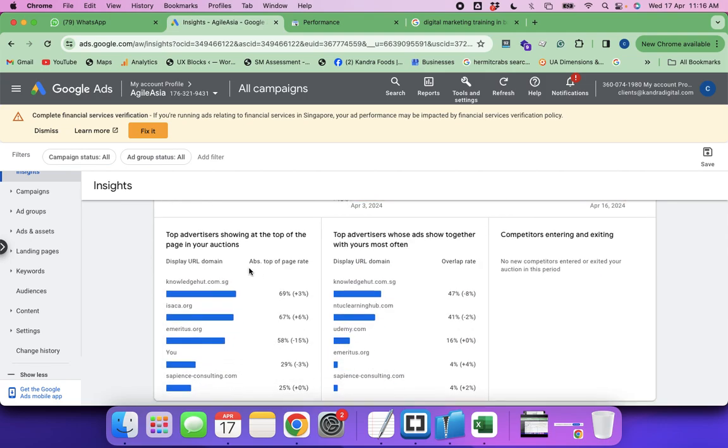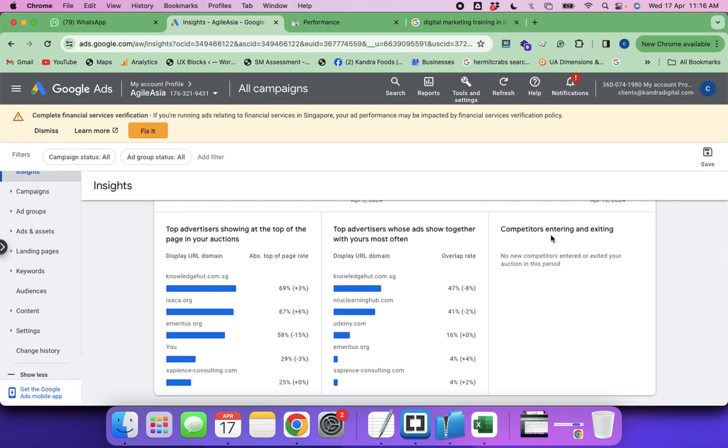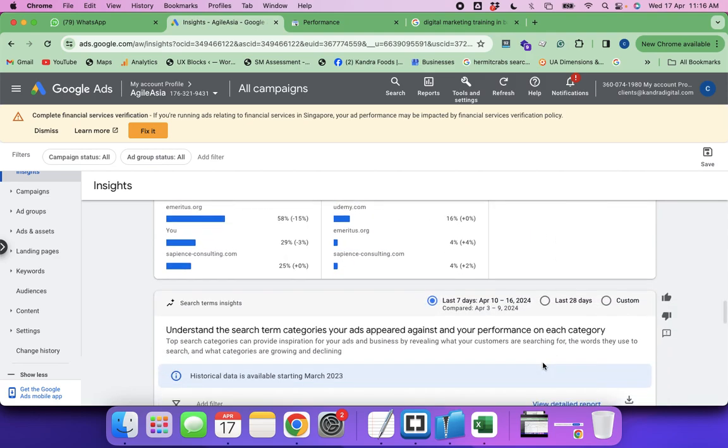Top advertisers showing at the top of the page in your auction, who advertises together with you most often. Okay, so top advertisers showing at the top of the page in your auctions. Most of the time these players are showing ads at the top. New competitors entering and exiting: there is no information about new competitors entering and exiting.